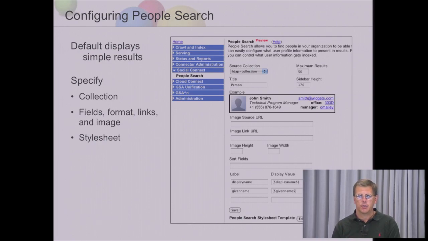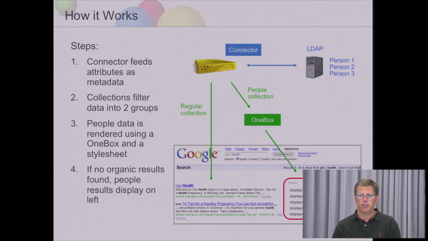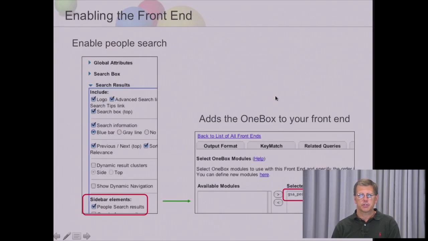And here at the top is where we will specify the collection name that we want to bind this people search to. So going back to our diagram, this is the people collection that we will be binding to. When you configure people search, that creates the onebox module. You don't have to do that. Then in the front end, we enable people search, and this will add the onebox to that front end. You can add the people search to more than one front end if you want.